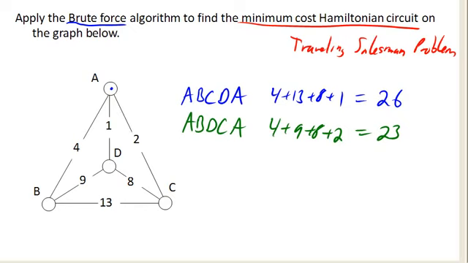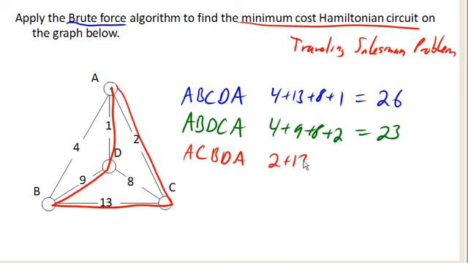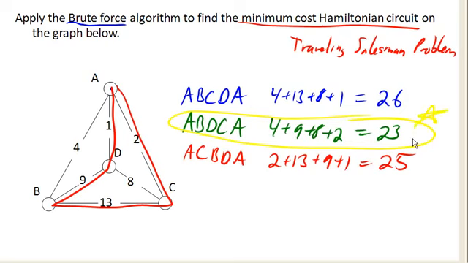There's one more unique circuit here, and that's A, C, B, D, A. Right? This is different than our first one. The first one we went A to B. So this was A, C, B, D, A. So that's 2 and 13 and 9 and 1, which has a cost of 25. And so of these 3 unique circuits, and it turns out that these are all the unique circuits, the one that is minimum cost is this one right here. So this is our minimum cost Hamiltonian circuit for this particular graph.